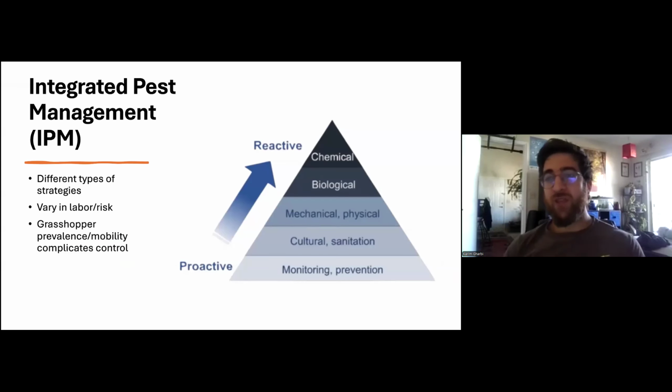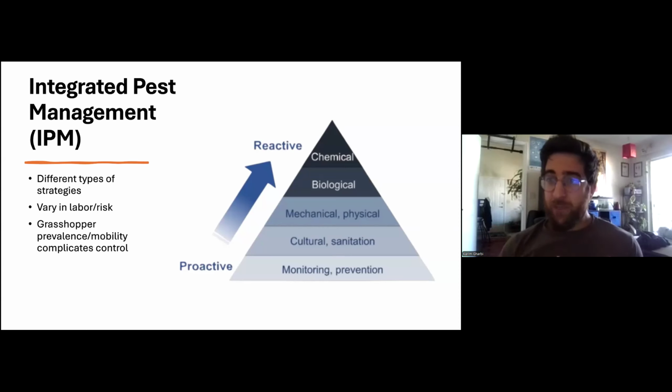All right, so now we're going to get into the meat of today, IPM. How do we manage grasshoppers as urban gardeners? IPM stands for Integrated Pest Management. And this pyramid to the right here describes the different types of pest control strategies involved in IPM and how they vary with respect to risk and labor, whether they're more proactive or reactive.